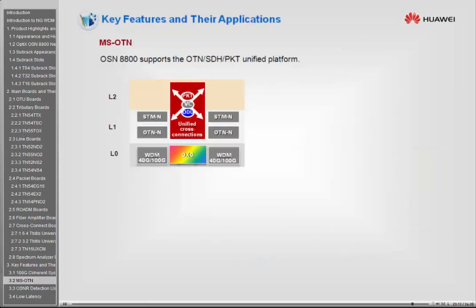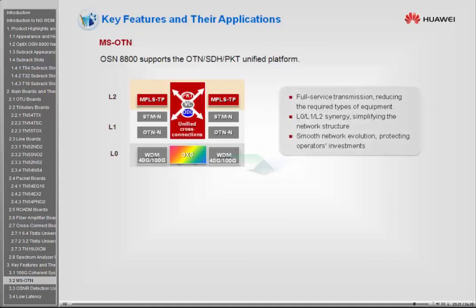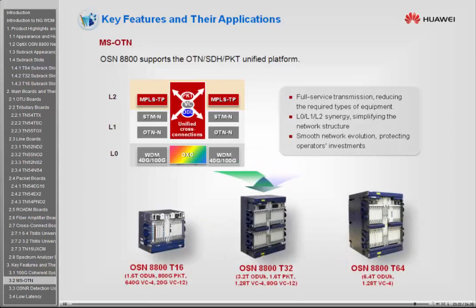The Optix OSN 8800 supports the OTN SDH Packet Unified Platform and has the following merits. First, it reduces the required types of equipment thanks to its full-service transmission capability. Second, it simplifies the network structure due to its L0, L1, L2 synergy. Third, it protects operators' investments because it supports smooth network evolution.